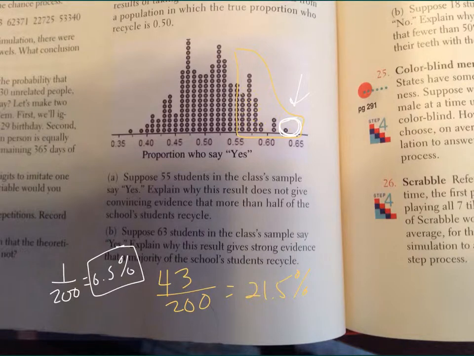That's definitely less than 5%, meaning if the population really is 50% that recycle and we got a sample like this, that is so rare that we don't believe that it's 50%. We now have evidence that it's probably higher. And I'm glad you asked about this problem, because this becomes a big deal later on.